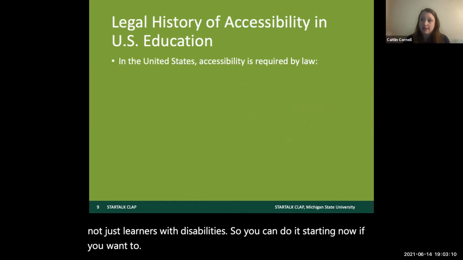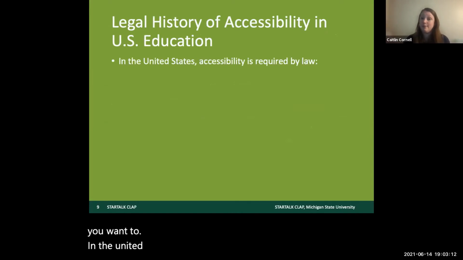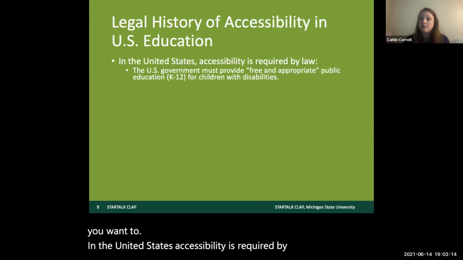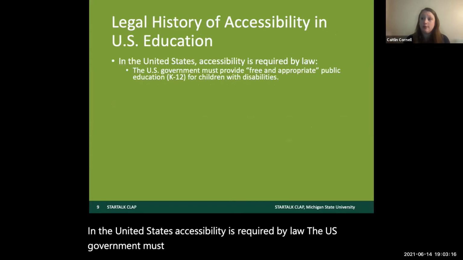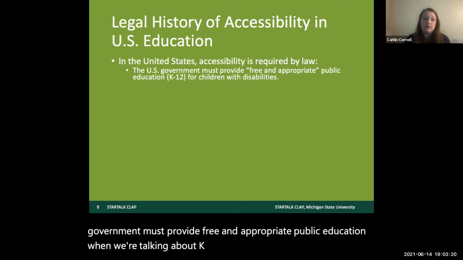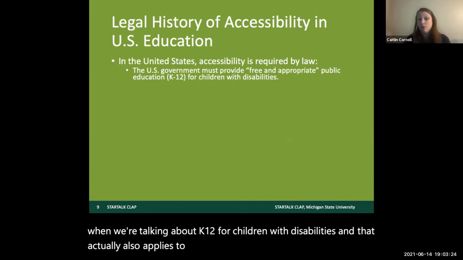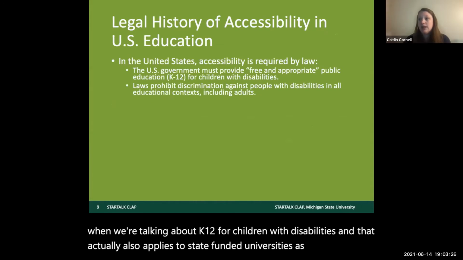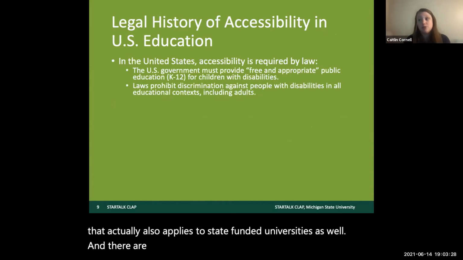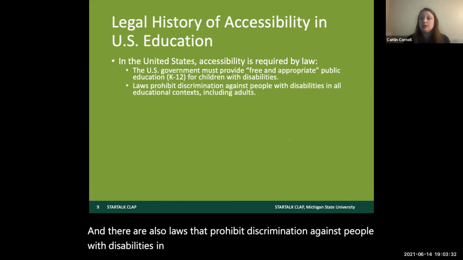In the United States, accessibility is required by law. The US government must provide free and appropriate public education when we're talking about K-12 for children with disabilities. And that actually also applies to state-funded universities as well. And there are also laws that prohibit discrimination against people with disabilities in all educational contexts, including adults.